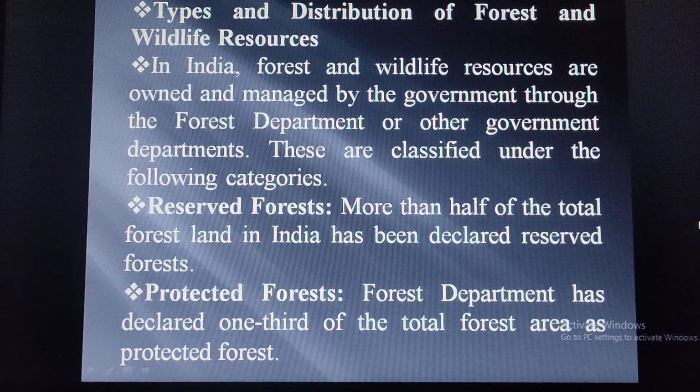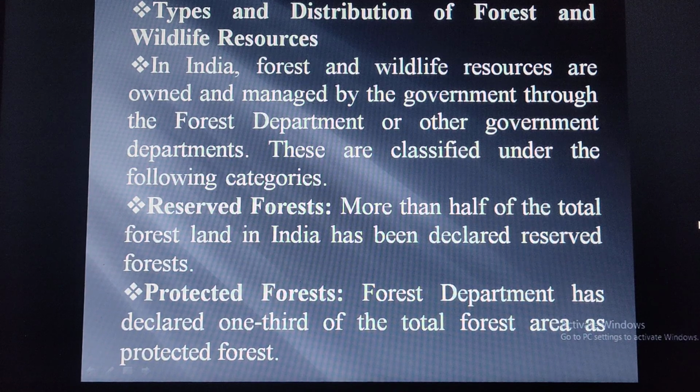Types and distribution of forest and wildlife resources. In India, forest and wildlife resources are owned and managed by the government through the forest department or other government departments. These are classified under the following categories. So let us see these categories one by one.